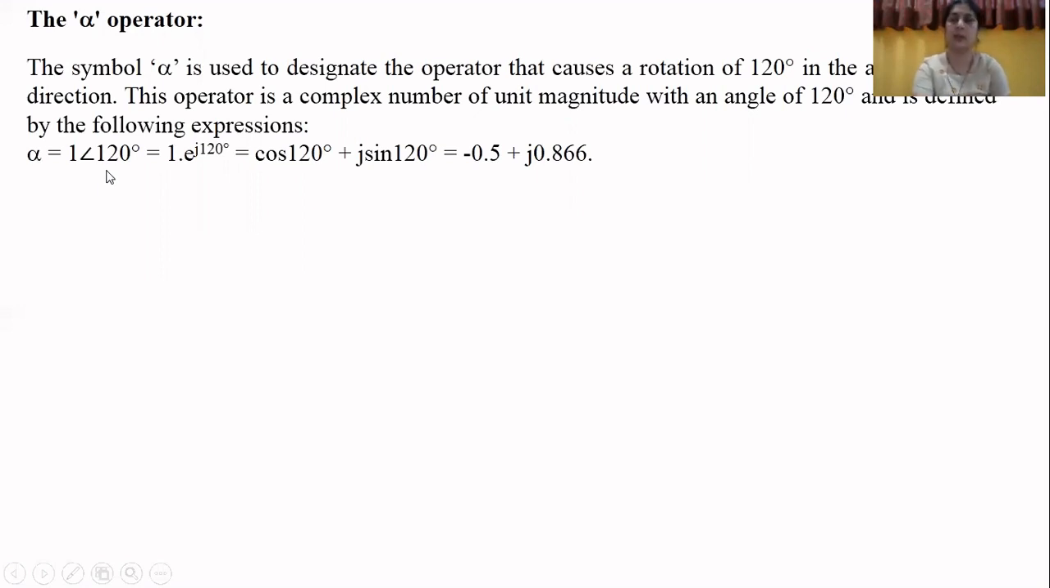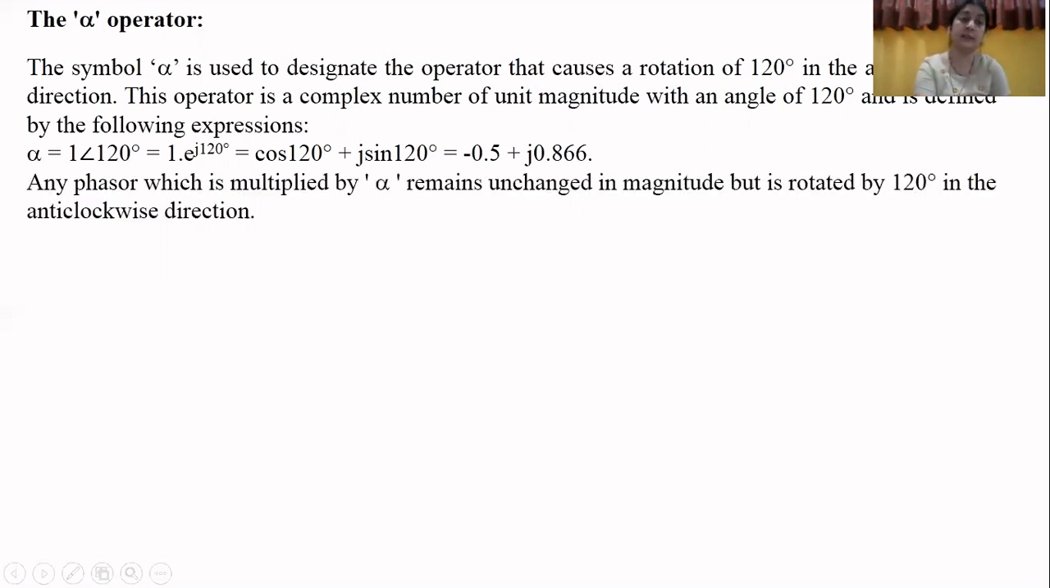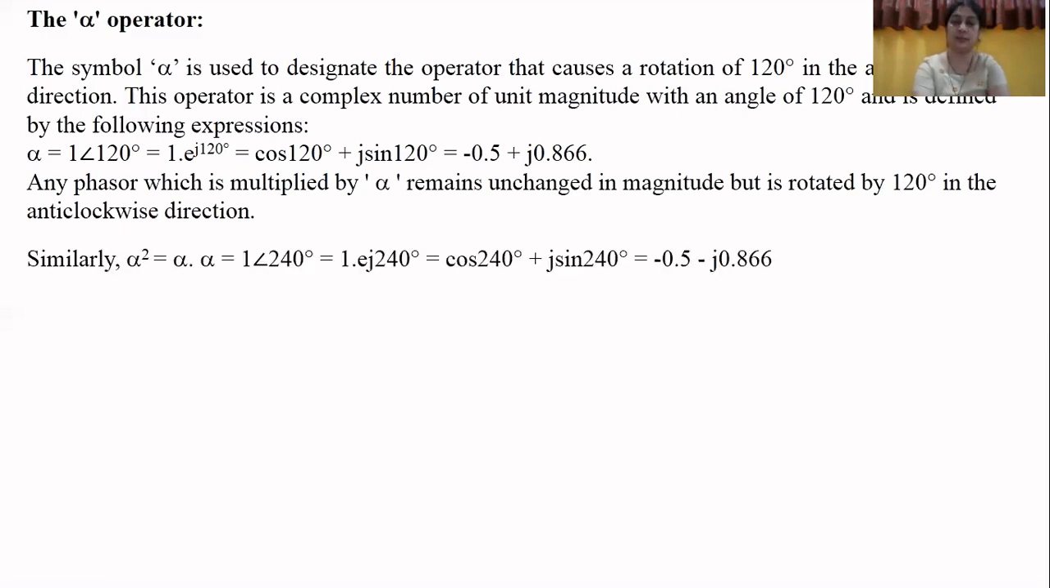What does this mean? Whenever any phasor is multiplied by alpha, that phasor remains unchanged in magnitude and itself gets rotated by 120 degrees in the anti-clockwise direction. That is the meaning of the operator alpha. Similarly, alpha square is alpha into alpha, that is 1 at an angle of 240 degrees, which means that when any phasor is multiplied by alpha square, its magnitude remains unchanged and it gets rotated by 240 degrees in the anti-clockwise direction.